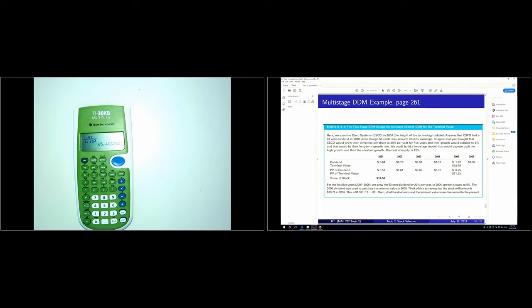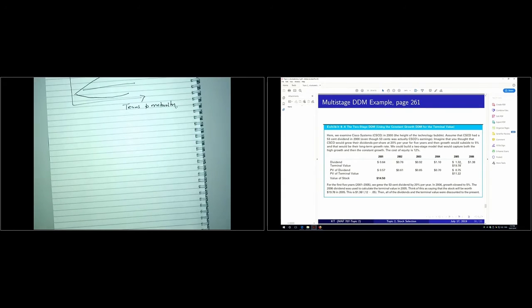And then in 2006, it settles down to an average or constant growth rate of 5%, right? 5%. So that dividend is 1.38. At this point, we are able to work out the terminal value as 19.78. I'll just go through that terminal value. Okay. So how did we work out this terminal value?